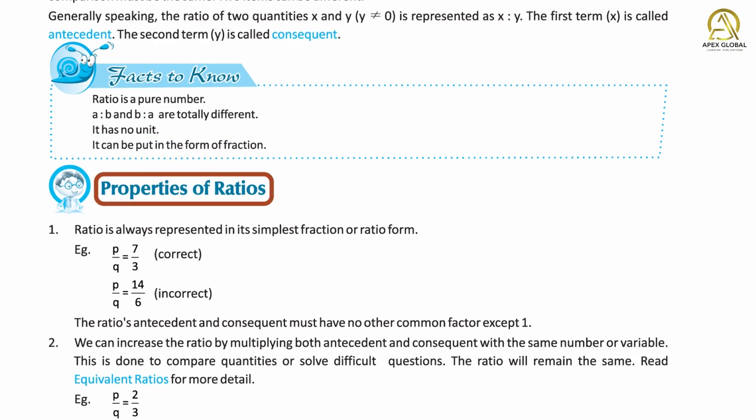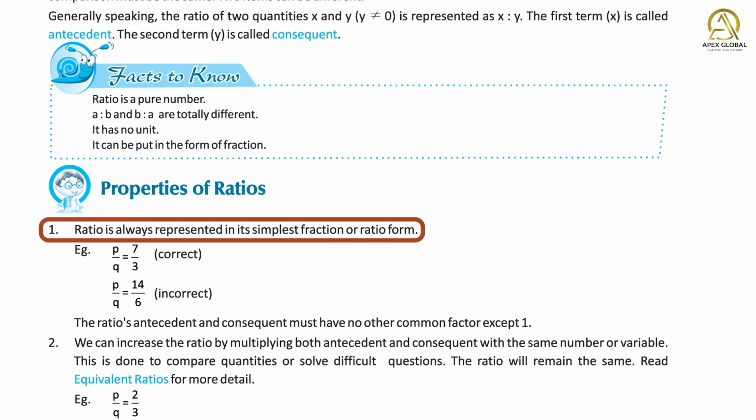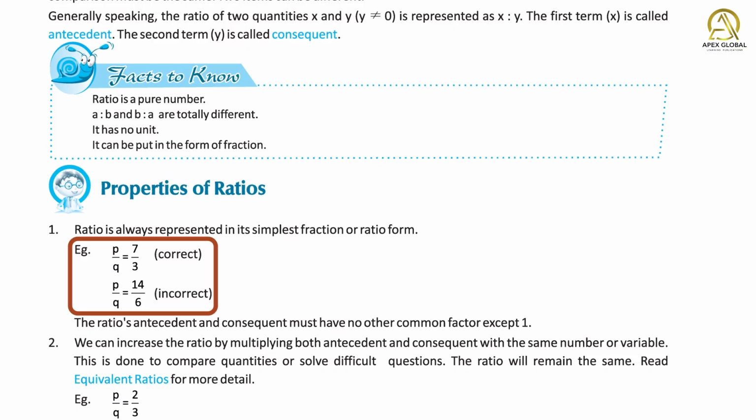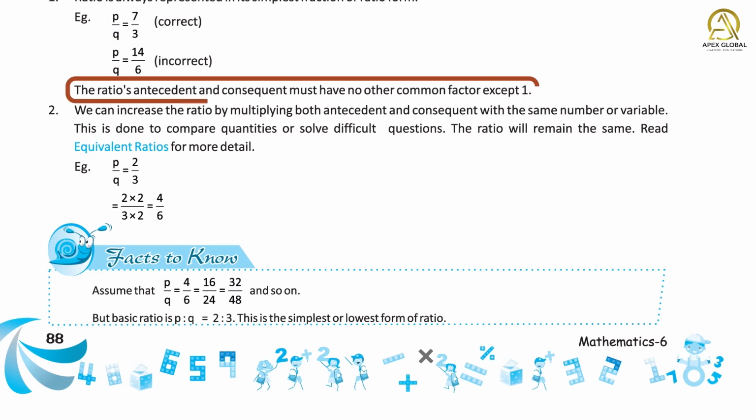Properties of ratios. 1. Ratio is always represented in its simplest fraction or ratio form. Example, P upon Q equals 7 upon 3. Correct. P upon Q is equal to 14 upon 6. Incorrect. The ratio's antecedent and consequent must have no common factor except 1.